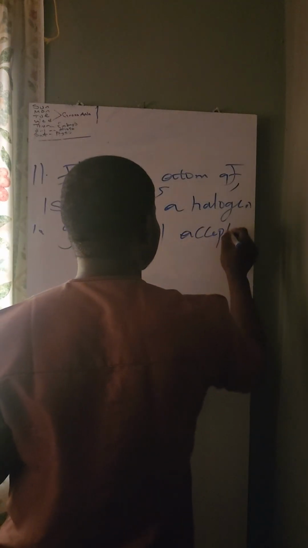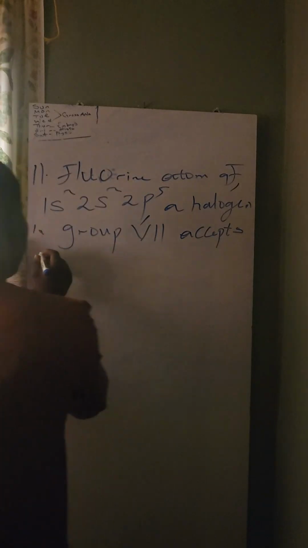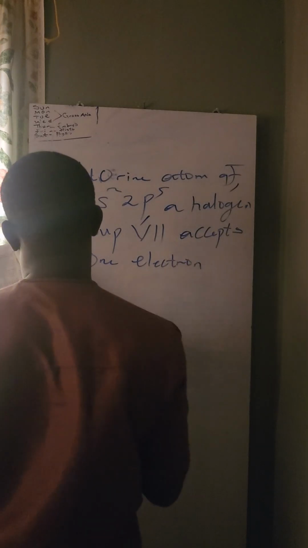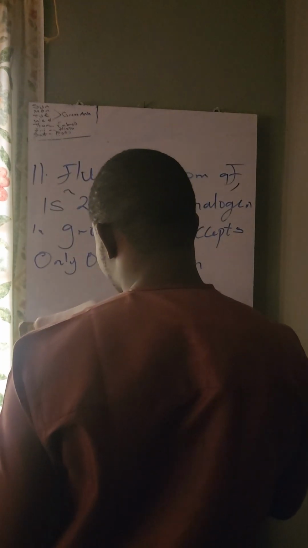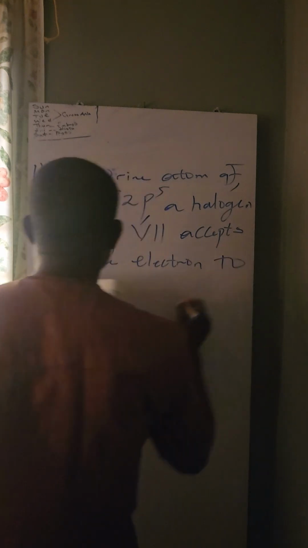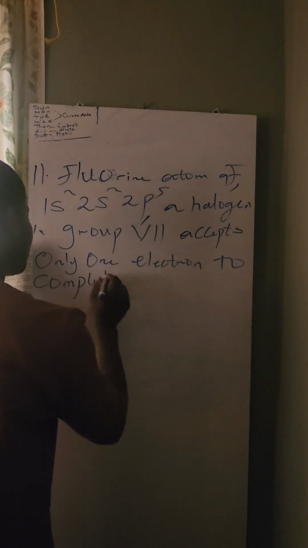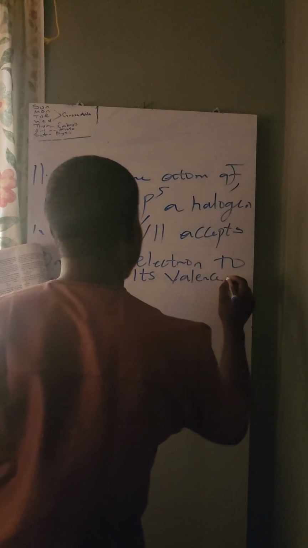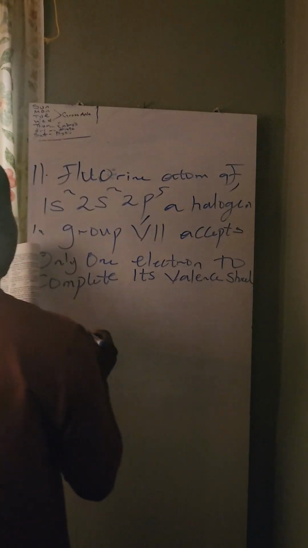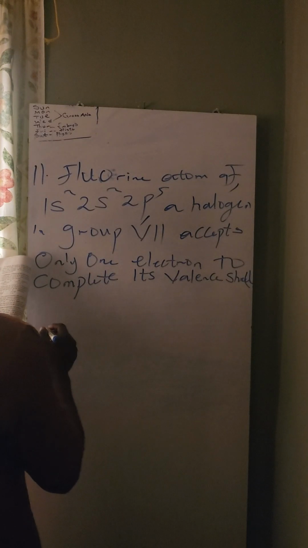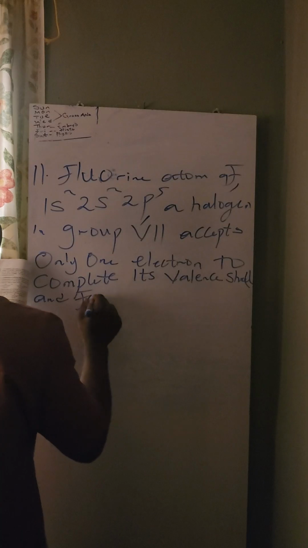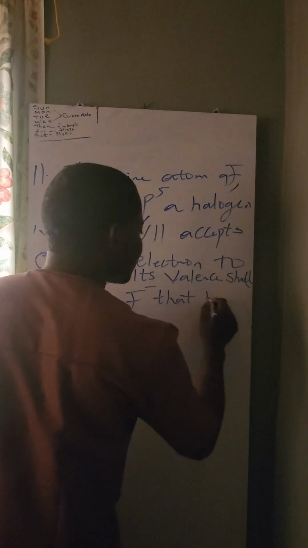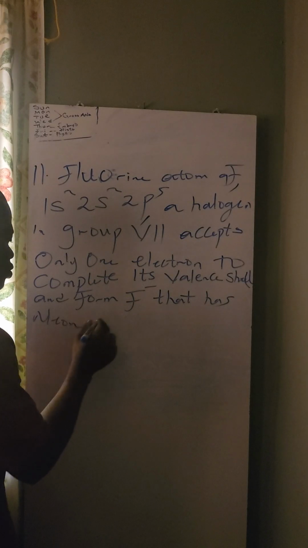It accepts only one electron to complete its valence shell, and forms a fluoride ion that has a neon structure.